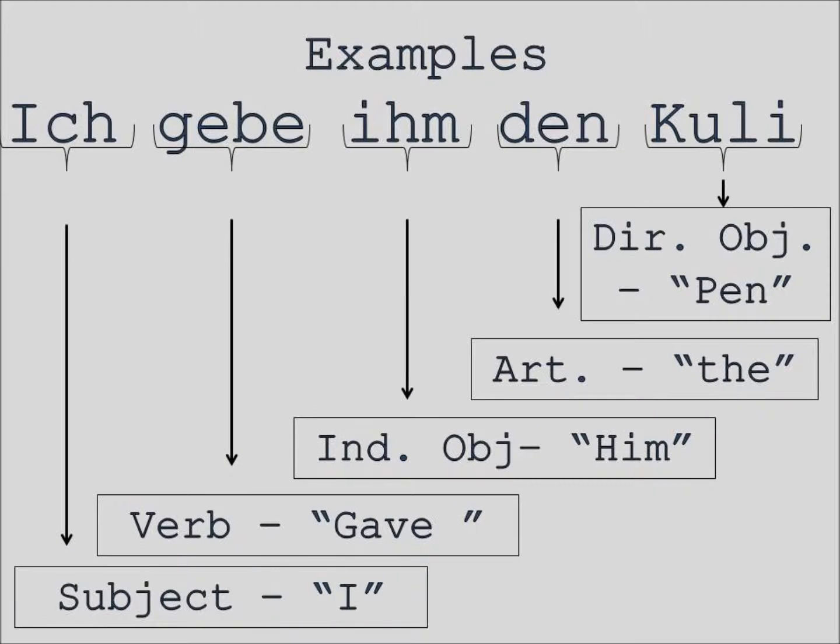Our second example is slightly more complex but serves the same purpose. Ich gebe ihm den Kuli represents I gave him the pen, having a direct object as well as an indirect object being the person who received the pen. I strongly suggest stopping the video and analyzing the sentence structure to see if it makes sense.